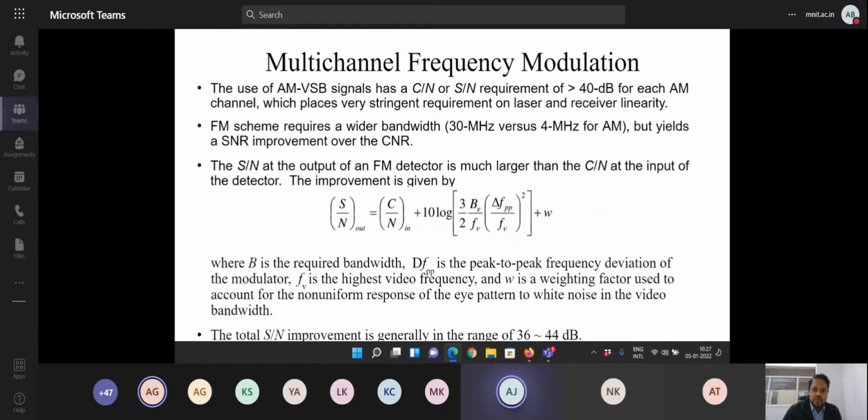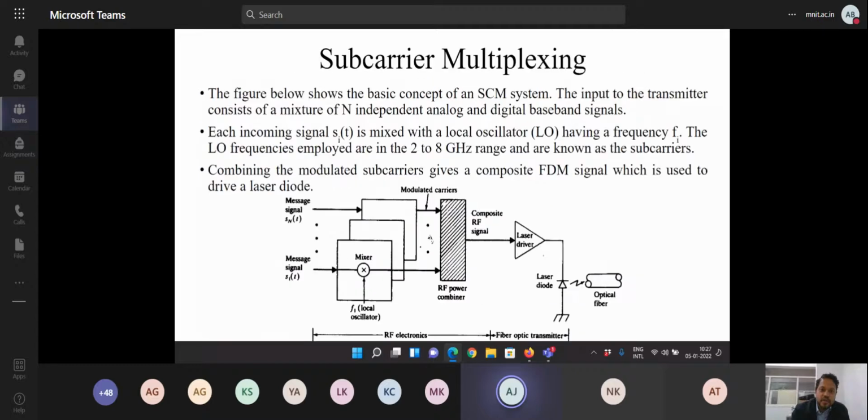Frequency modulation: by using frequency modulation, multiple channels can be multiplexed onto a single optical fiber. Then the signal to noise ratio is given by this expression.